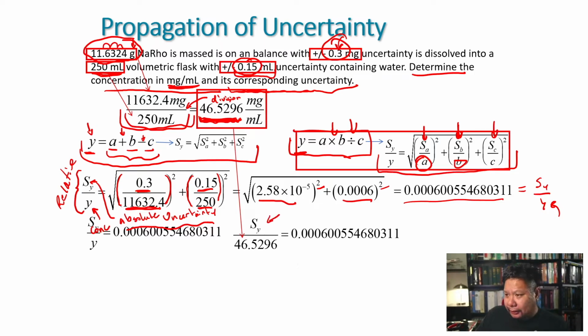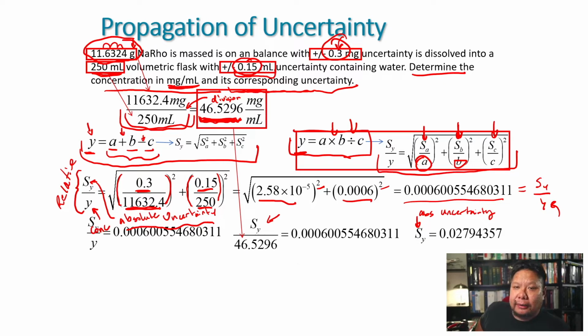And so when we solve for SY here, the absolute uncertainty, this is as easy as multiplying both sides by 46.5296 from the original concentration that we calculated. We get the SY, or the absolute uncertainty, right here. Just to be clear, SY is absolute uncertainty. It comes to 0.0279437.